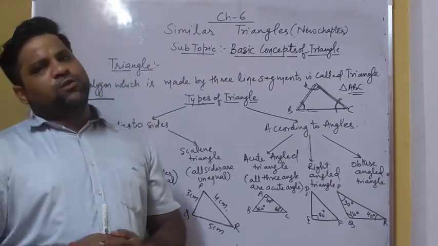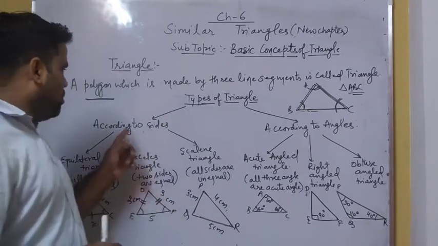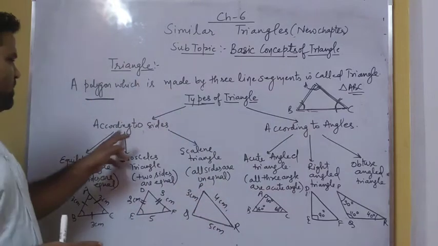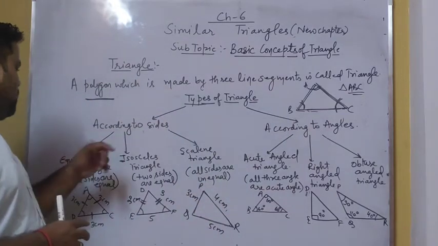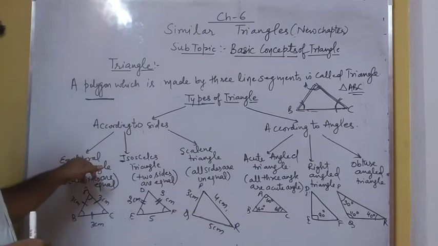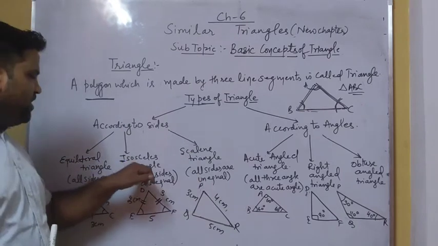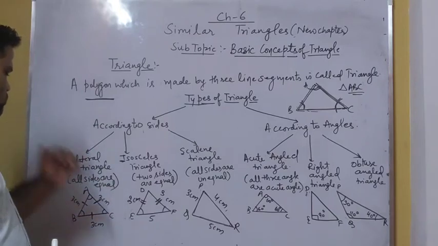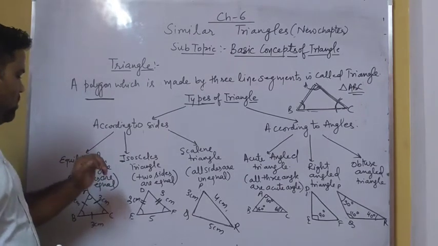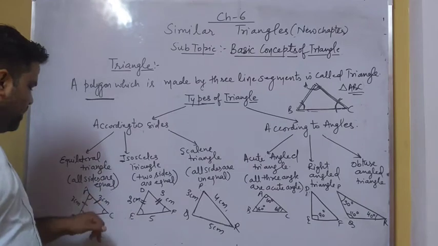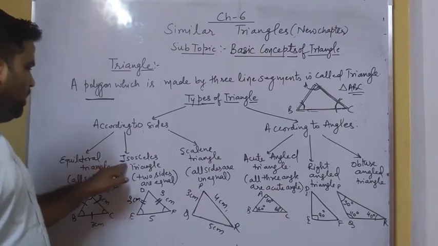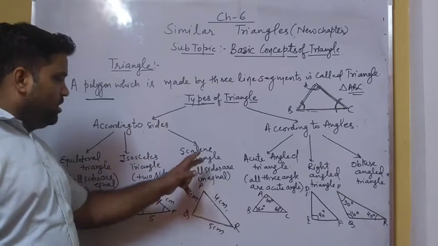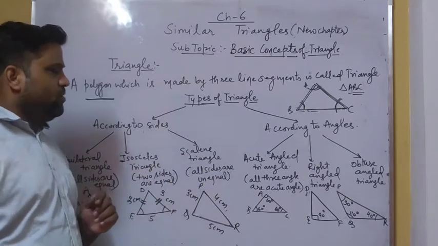We can divide the types of triangles in two ways: on the basis of sides and on the basis of angles. On the basis of sides, we have three types of triangles. First is the equilateral triangle, second is the isosceles triangle, third is the scalene triangle. Equilateral triangles are those in which all sides are equal, and in this case all three angles are also equal. In an isosceles triangle only two sides are equal. In a scalene triangle all sides are unequal.